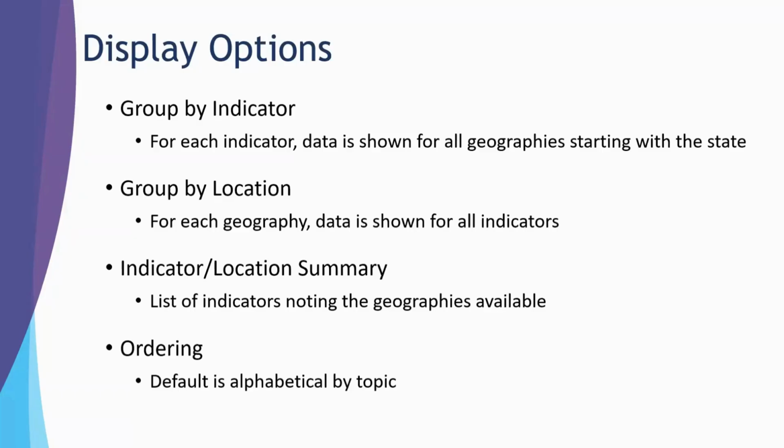The second option is to group by location. So this separates out the geographies. So you would see the data for all the indicators at the state level, and then data for all the indicators at the county level, etc. And a third option is to show the indicator location summary. This shows you your selected indicators and the geographies that they're available at. And then last, you can also modify the ordering of the indicators in the dashboard. So default shows them alphabetically, but I'll show you some other options.